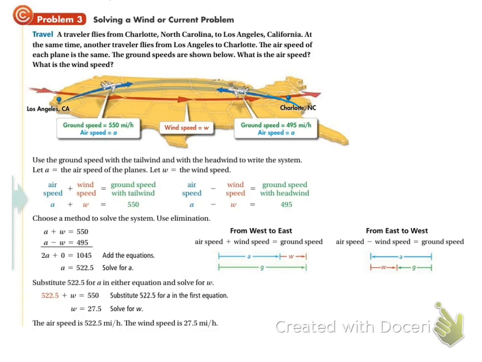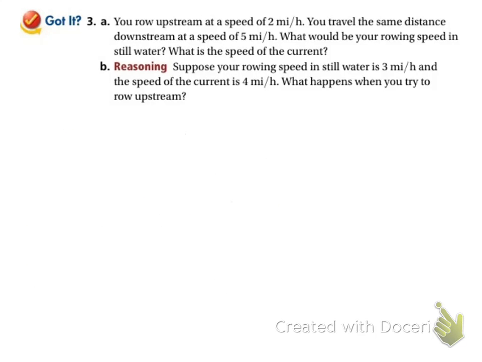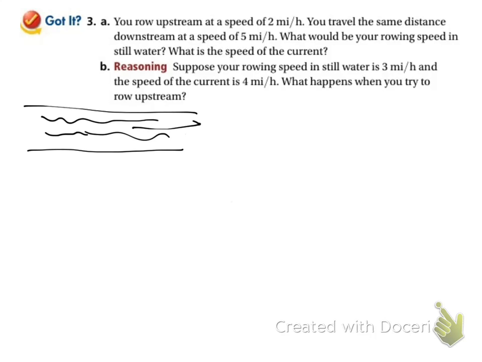Picture a big fan that's blowing really fast and you're trying to walk into it, right? As you try to walk into it, it's going to be really hard. You're going to go slower. But if you're going with the wind, you're going to go quicker. So we also see this kind of situation in a stream. So let's draw ourselves a little stream. Here's our little stream. And let's say the water's flowing this way, okay, to the right.